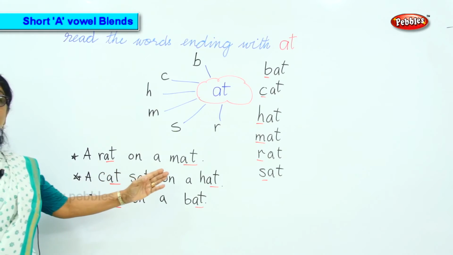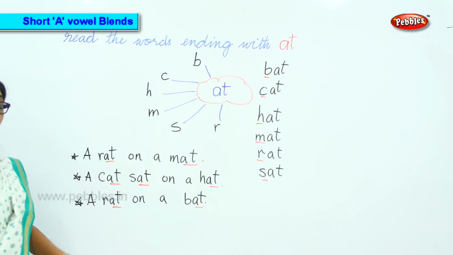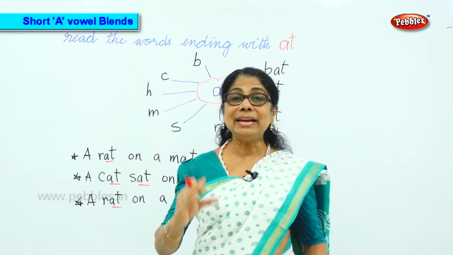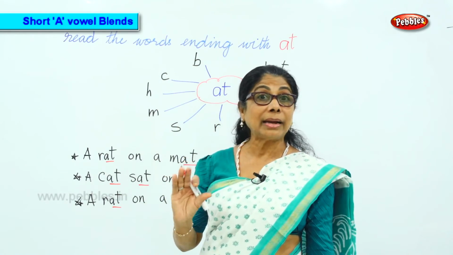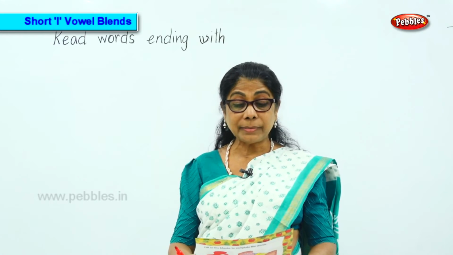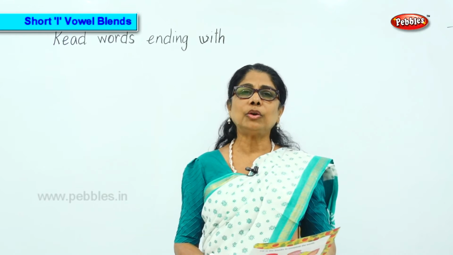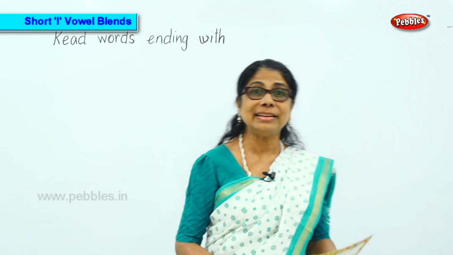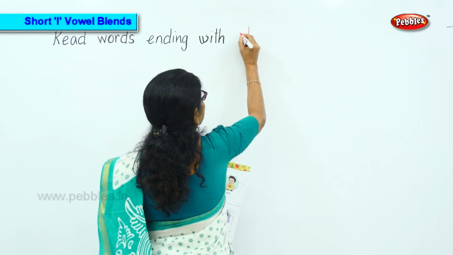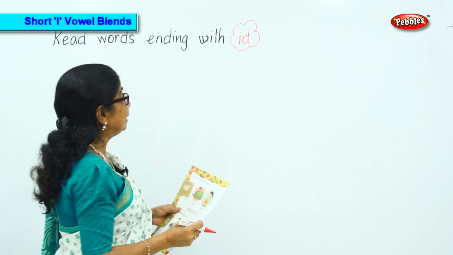A rat on a mat. A cat sat on a hat. A rat on a bat. Learning to use at words. Creating at words. Learning to read the words with the correct sound. Let's read the words ending with ID. We're going to read, make words and also spell the words. Make sentences too. So words ending with I, D. That's what we are going to do.